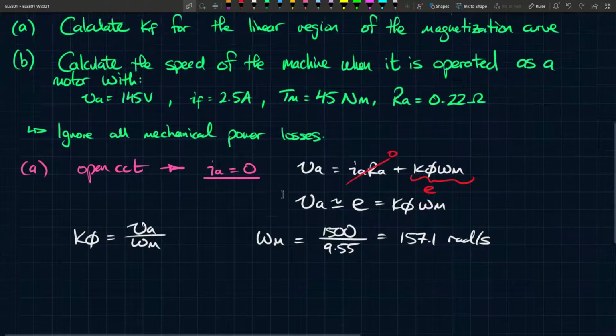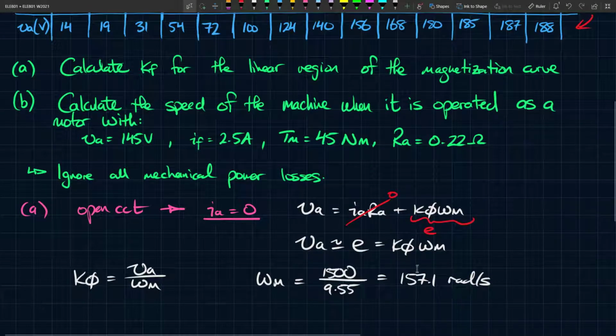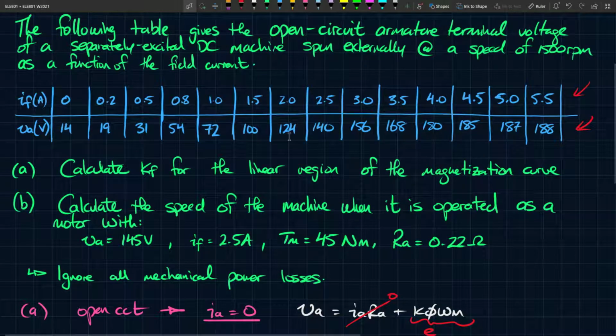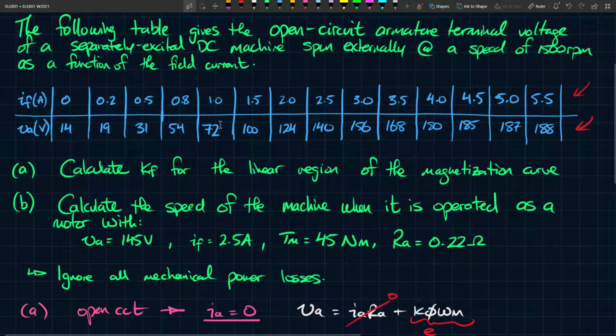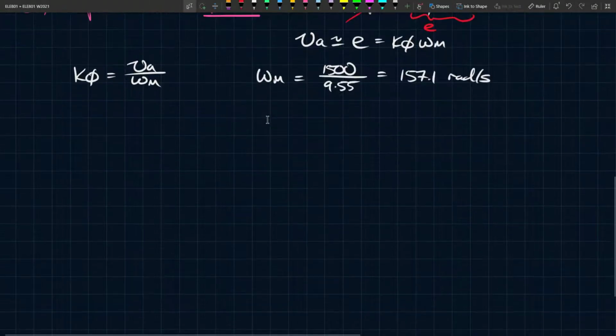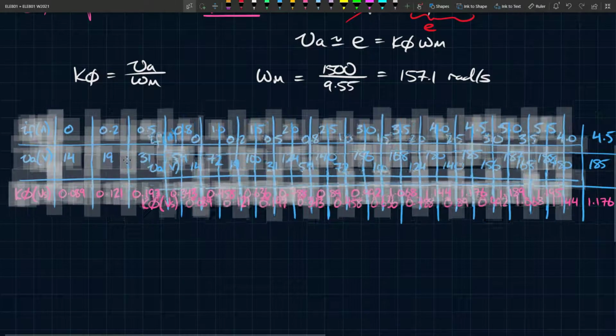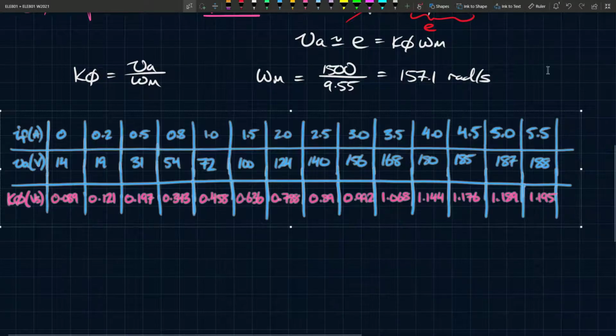Now, we're going to take this 157.1 radians per second, and take all of these values of VA and divide them by 157.1, and that'll give us K phi for each of these cases. Then we can plot the K phi versus IF curve, and we'll get the magnetization curve. Rather than sit here and calculate each one individually, I've done it beforehand, for the sake of this video.